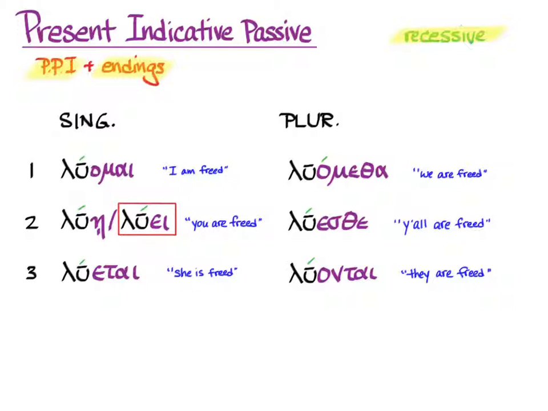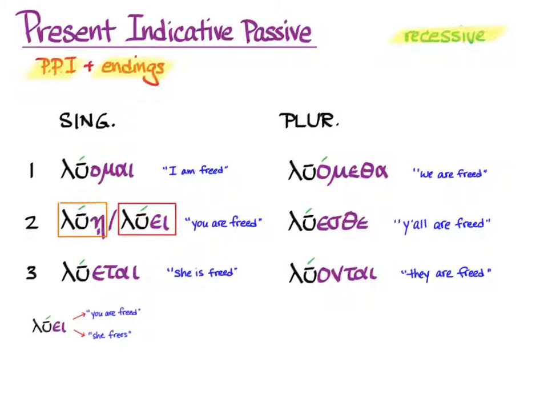Notice lue, the one with the epsilon and the iota, because it can be two things you know now. You are freed, the form of the present indicative passive in the second singular that you just learned, or she frees, the present indicative active third person singular. Context will have to tell you which one.